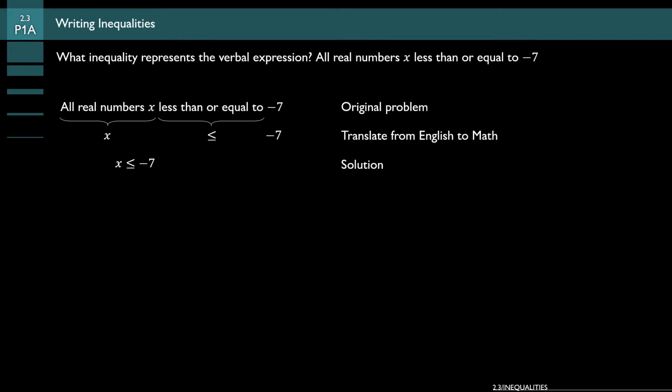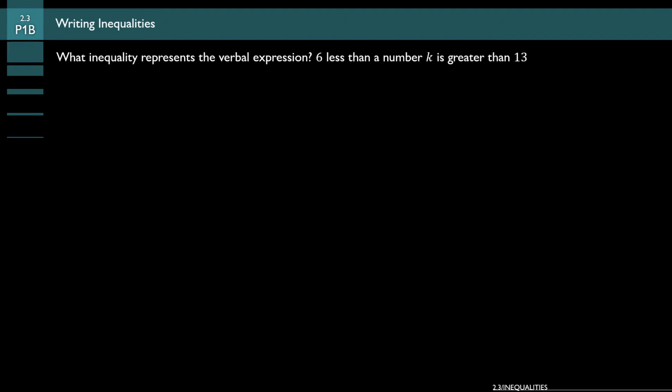In problem number 1b, we're going to write the inequality that represents the verbal expression: 6 less than the number k is greater than 13. So again, start off with the phrase that they gave you. 6 less than the number k is greater than 13.